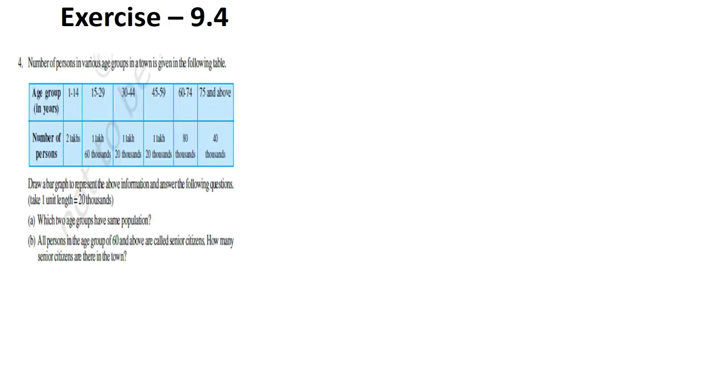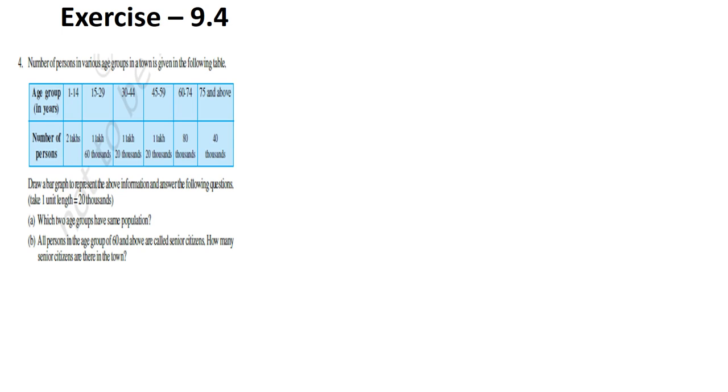See exercise 9.4 now. Question number 4, Exercise 9.4. This is your NCERT book question. The number of persons in various age groups in a town is given in the following table. The age groups are 1 to 14, then 15 to 29, then 30 to 44, then 45 to 59, then 60 to 74, and then 75 and above.